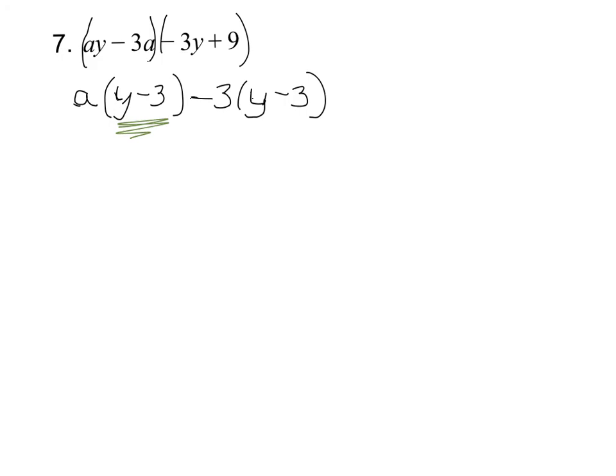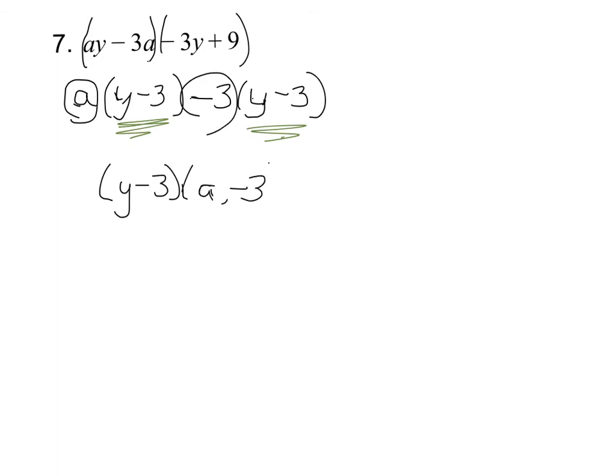And now I have these two guys that match. So that becomes one of my factors. The ones that match become one of my factors, so y minus 3. And then the other factors are just the things that we took out. So a minus 3. So those are my factors. That's my factorization.